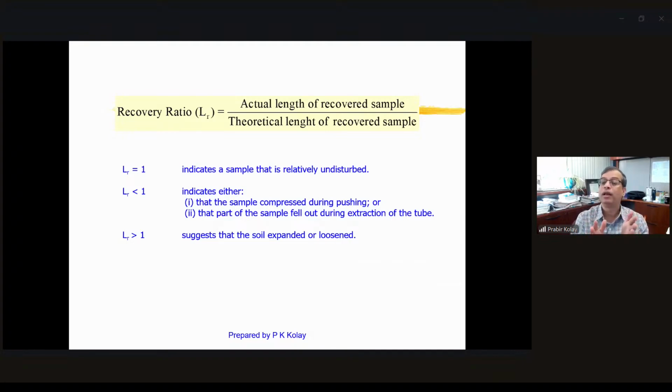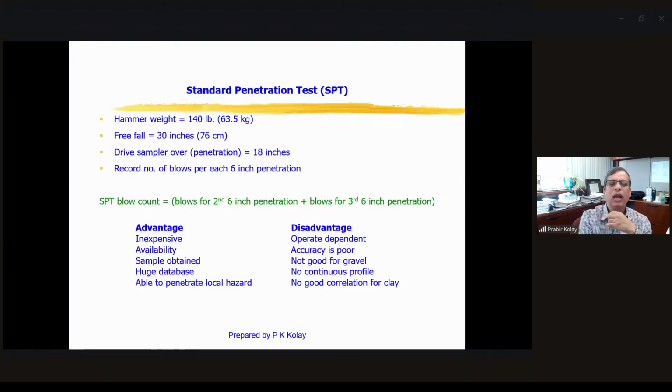Again, this is for the soil. For rock it is different. For rock, you take the pieces that are more than 4 inches, you add all of these, and then divide by the total sample length. SPT is, as I'm just going to tell, a very common thing people use, and most of the boreholes have just the SPT value.